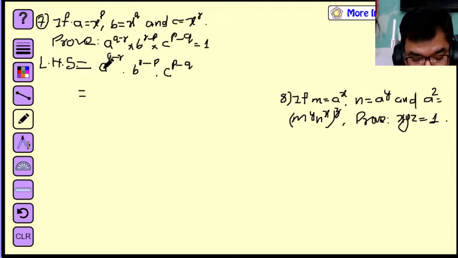Look, in place of a, look children, how to do this question by substitution.